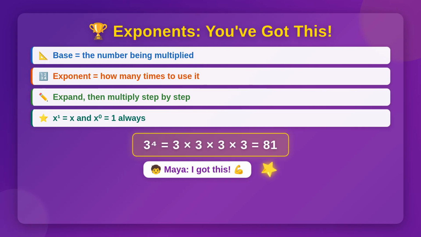Let's recap what we learned. The base is the number being multiplied. The exponent tells you how many times to use it. Expand the power by writing out the multiplication, then solve step by step. And don't forget the special rules. Any number to the first power is itself, and any number to the 0 power is 1. From totally confused to totally confident.